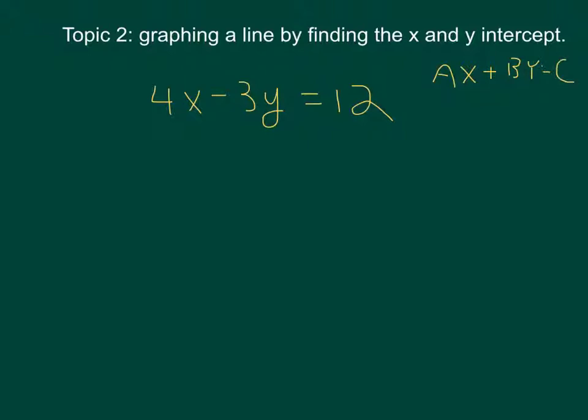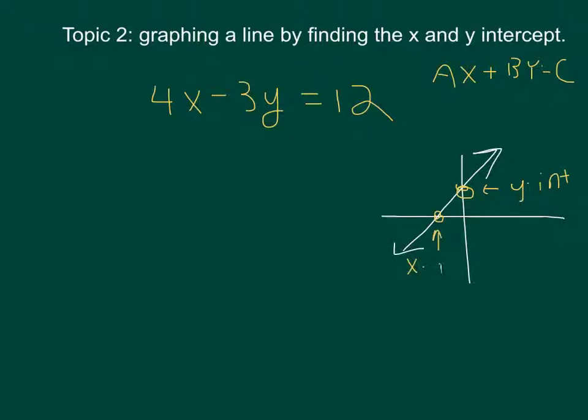Okay, so let's just remember what the x and y intercepts are. What if you had a line that went like this? Well, here, this would be your y-intercept, and this would be your x-intercept. What do we notice about these points? These are points. Well, what do we notice?